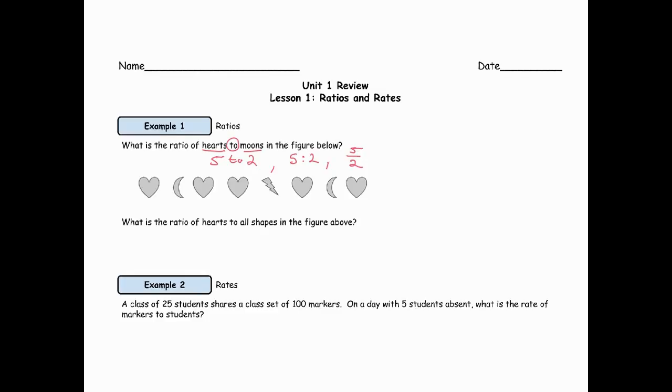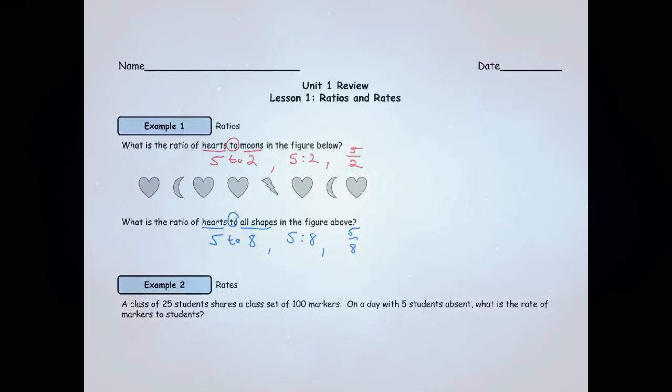Continuing to our next question, what is the ratio of hearts to all shapes in the figure above? So I can see that we're comparing hearts, again, to all the shapes in the figure this time. So if we know that there's 5 hearts, there's 2 moons, it looks like there's 1 lightning bolt. Add those 3 different shapes together. 5 plus 2 plus 1 is 8. So there's 5 hearts, 8 shapes in the figure above, so our ratio is 5 to 8. We can use a colon of 5 to 8. Lastly, we can use a fraction of 5 over 8.